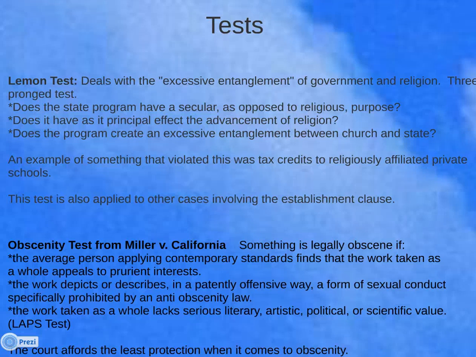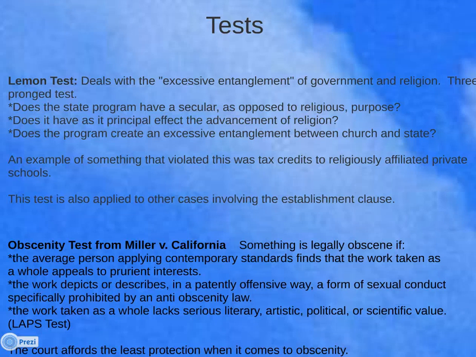Any aid to religious institutions, in this case mostly Catholic schools, was indirect because the primary beneficiaries were the students themselves. Finally, there was little entanglement between the church and state because the parents received the vouchers based on financial need and then were free to use the vouchers as they pleased. There was no direct relationship between the religious schools and the state. And remember, the Lemon test goes with the First Amendment. It's also applied to other cases involving the Establishment Clause.